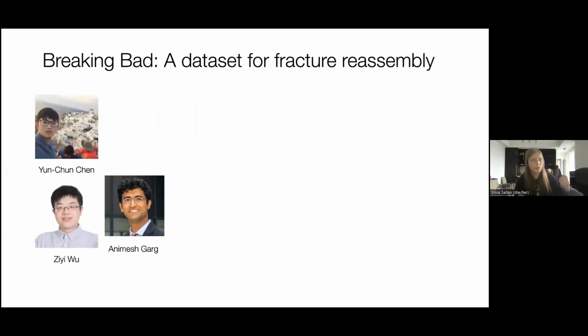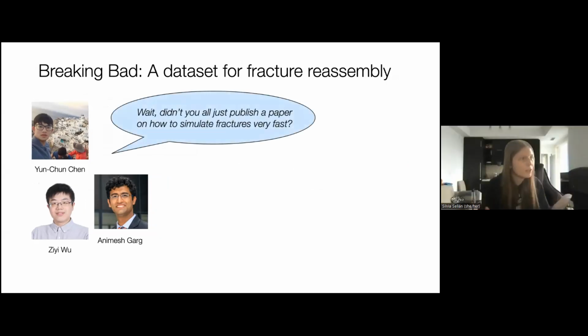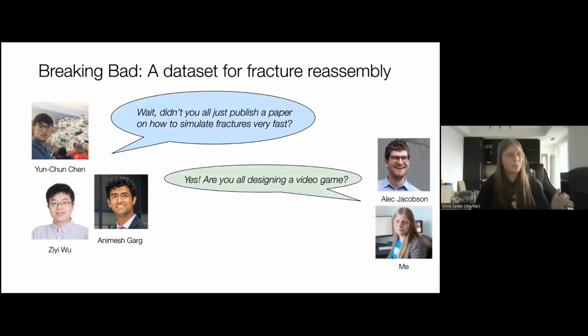So this is the problem that Yunxun, Ziyu, and Animesh had for developing this type of algorithm. They just didn't have a large-scale data set of realistic fracture. So they reached out to us and they said, wait, didn't you just publish a paper on how to simulate fractures very fast? And this was super surprising to us because we had designed a paper, but our thinking was you may need to simulate fractures very fast because you may be designing a video game where you only have 1 millisecond to figure out how an object breaks.